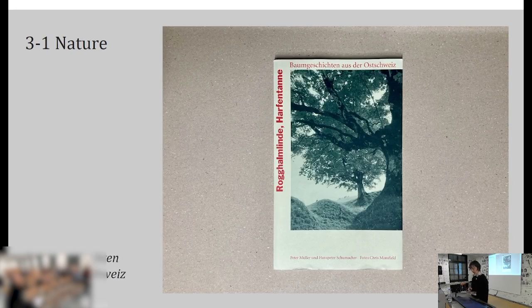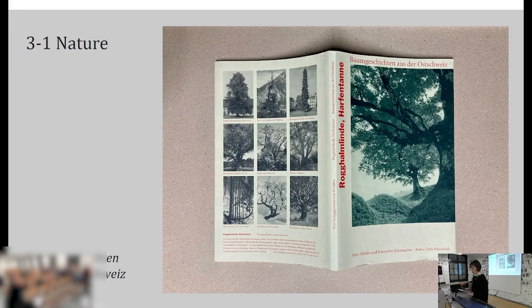So this is one of my favorite books, called Baumgeschichten aus der Ostschweiz, published by VGS in 2002. It features 40 species of trees native to eastern Switzerland, with text by Peter Müller and photographs by Chris Mansfield. The photographs, the scientific details, and the text explaining them all come together on one page, on one spread, to bring the trees to life.